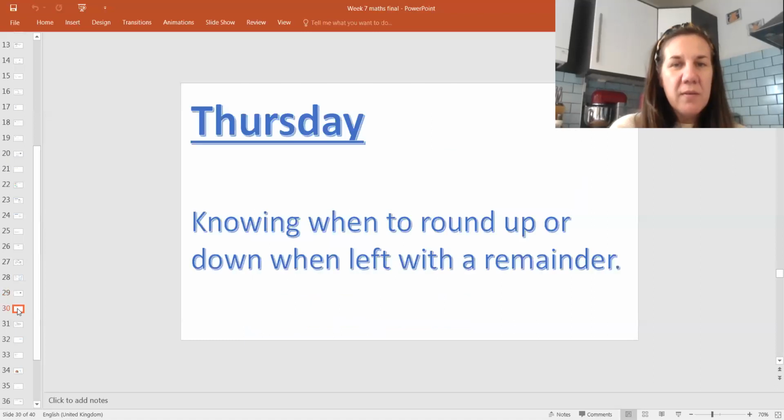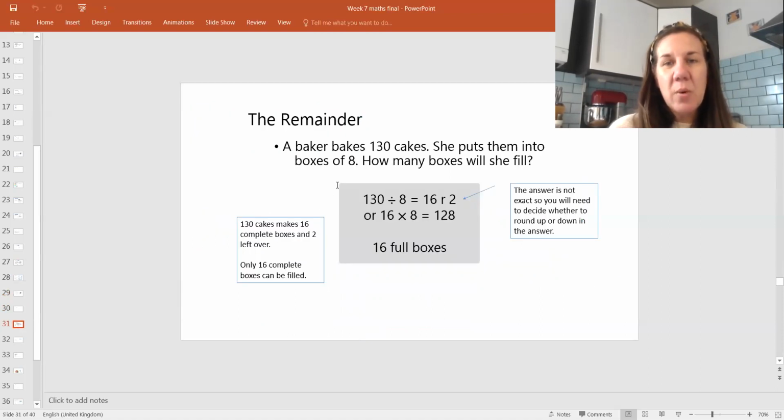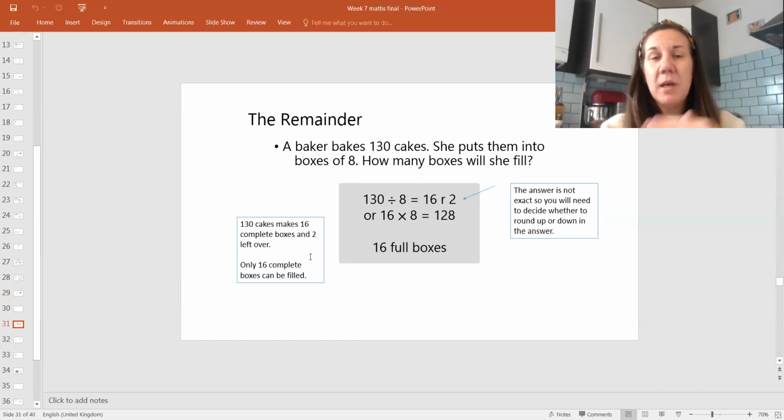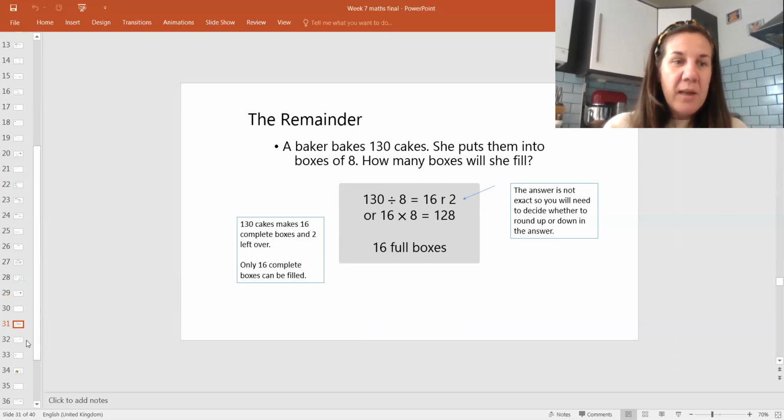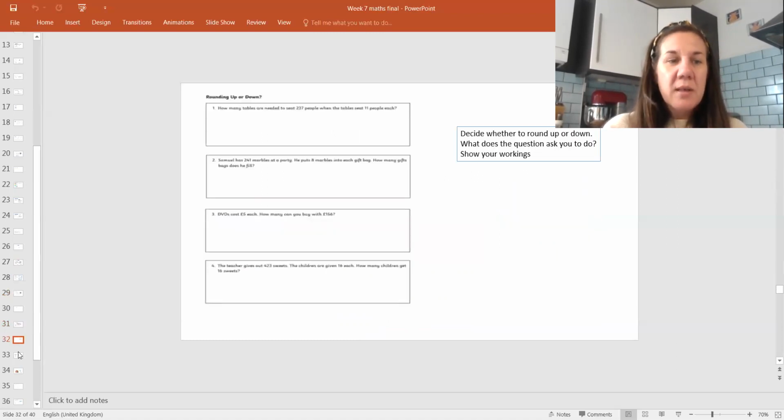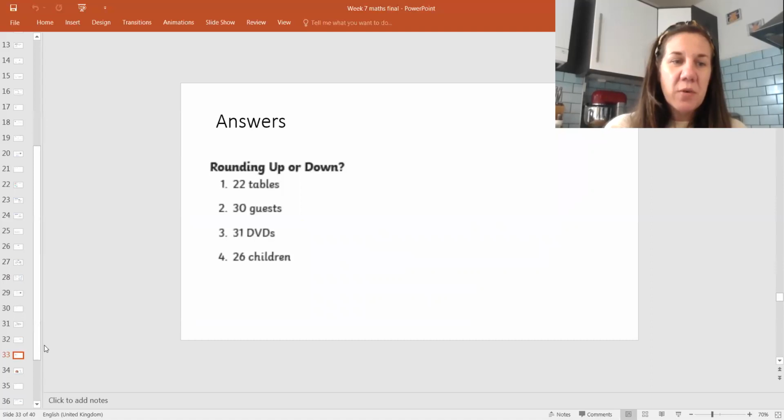Again, looking for learning. Thursday, we're going to know when to round up or down when left over a remainder. So sometimes you get a question where left over a remainder, you're not sure whether to say something is 15 boxes or 16 boxes. You need to think to yourself, well, if I need another tray, then I'm going to need another box. So you need to think to yourself, is the leftover rounding up or is it rounding down? And how is that relevant to the question? Then I've got some rounding up and down questions for you.